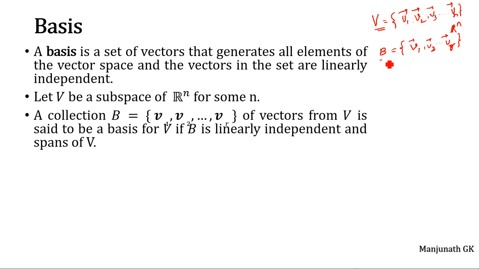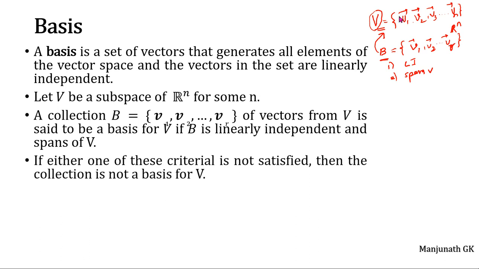A collection of vectors B is said to be a basis for this set V if the first condition holds: all these vectors are linearly independent, and they span V. The meaning of span is linear combinations of V. If these two conditions are satisfied, then you can say that all these vectors are a basis for the vector set V. If any one of these two conditions is not satisfied, then you cannot say that B is a basis for V.